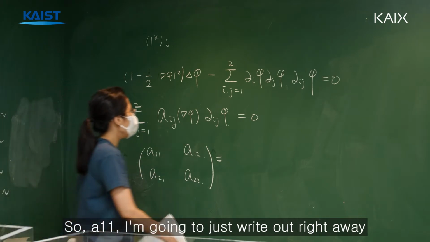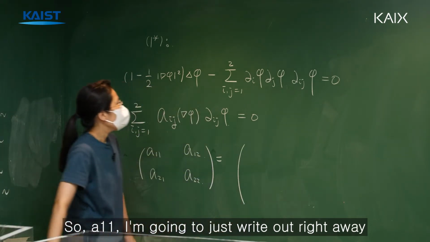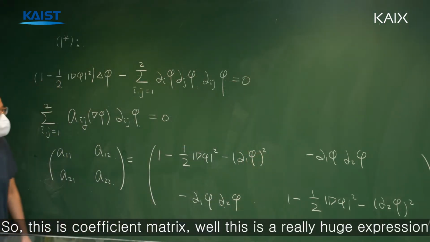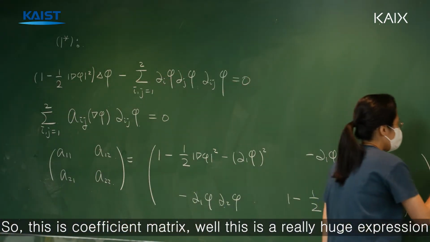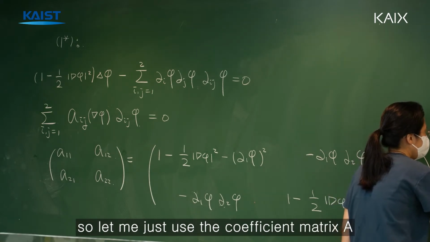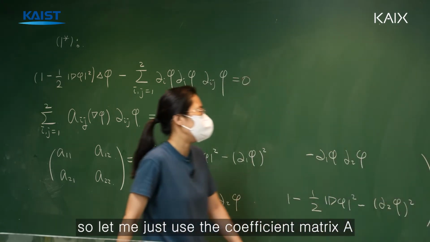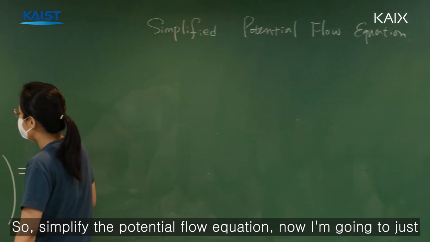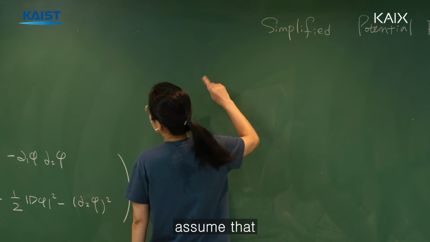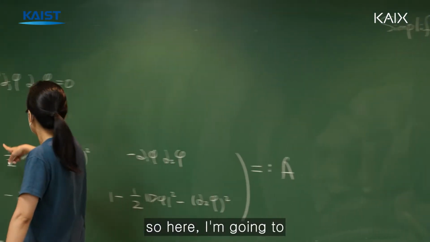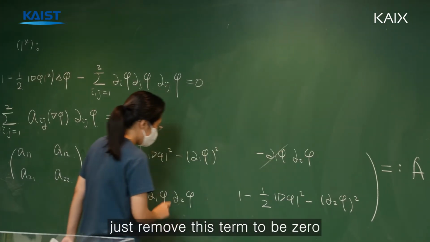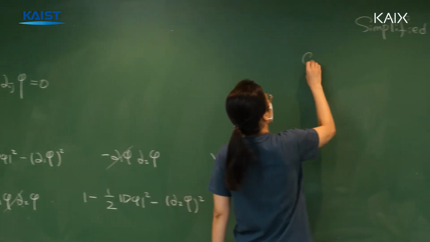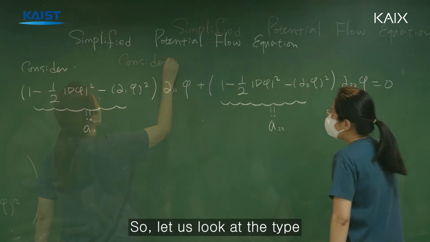So A11, I'm going to write out right away. This is the coefficient matrix. This is a really huge expression, so let me just use the coefficient matrix A, okay? So this is the simplified potential flow equation. Now I'm going to assume that I remove this term to be 0, so we only consider the simplified case. So let us look at the type.